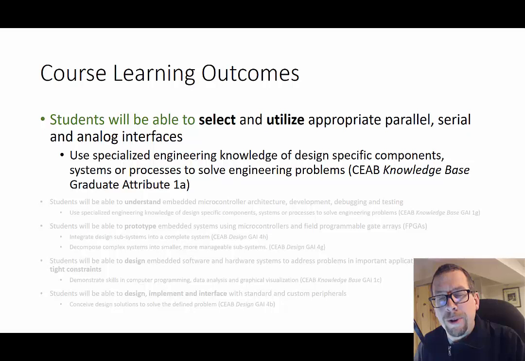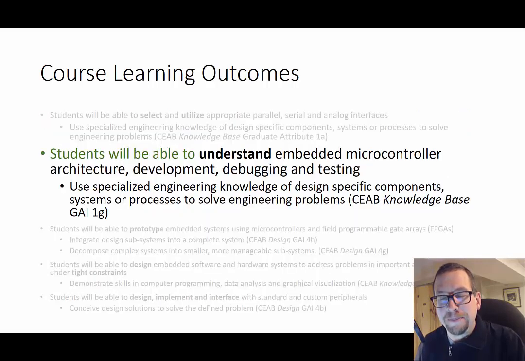The first course learning outcome is that students will be able to select and utilize appropriate parallel, serial, and analog interfaces. This is an important part about embedded systems, and this ties into the CAB Graduate Attribute Indicator 1A: use specialized engineering knowledge of design-specific components, systems, or processes to solve engineering problems. So we're really going to be getting at the heart of this aspect of embedded systems in the class.